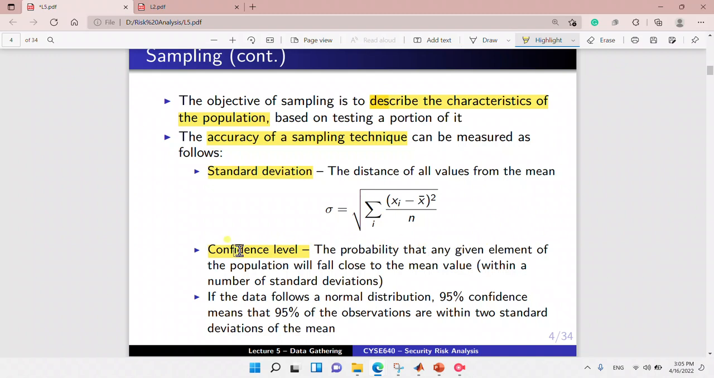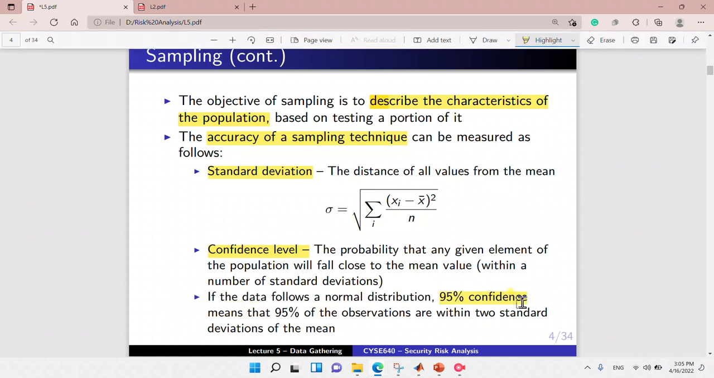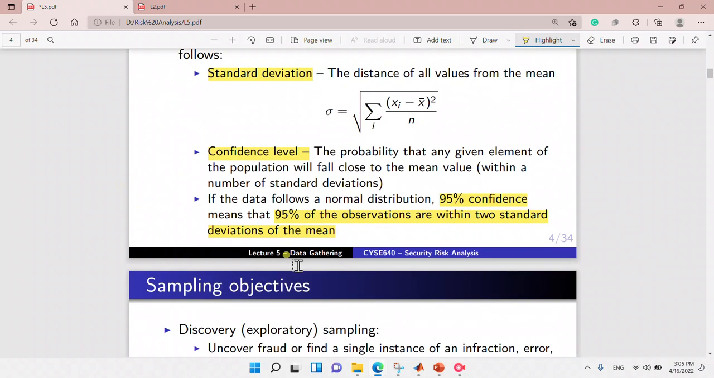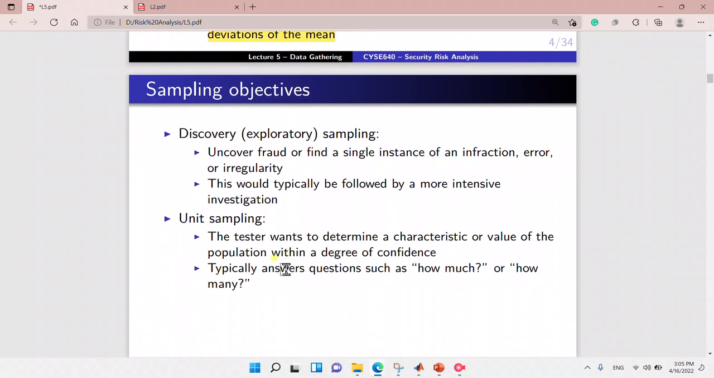The confidence level is the probability that any given element of the population will fall close to the mean value. بتشبه الـ standard deviation. يعني if we have for example 95% confidence, this means 95% of the observations are within 2 standard deviations of the mean. If 95% of the elements are within that range then we have 95% confidence.